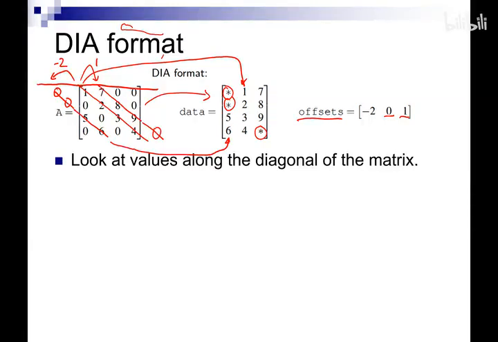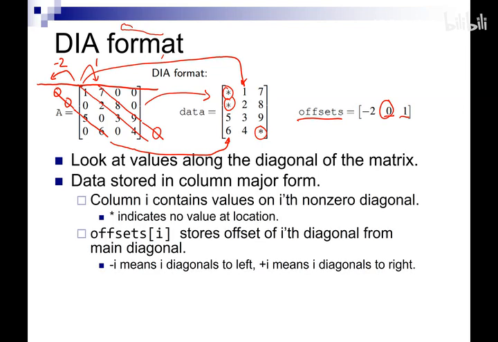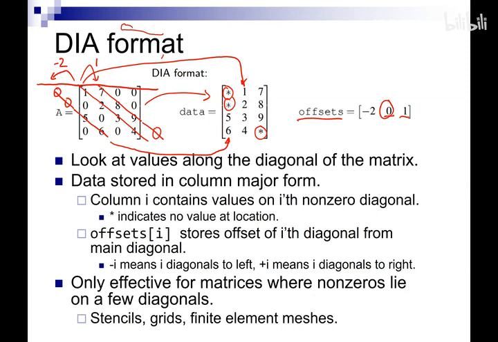It's got the data matrix, which stores the values on the diagonals, and if some of those elements don't exist, then you use a star at those locations. And it's also got this offsets array, which tells you which diagonals you stored. These offsets are represented with respect to the main diagonal, which is labeled as 0.